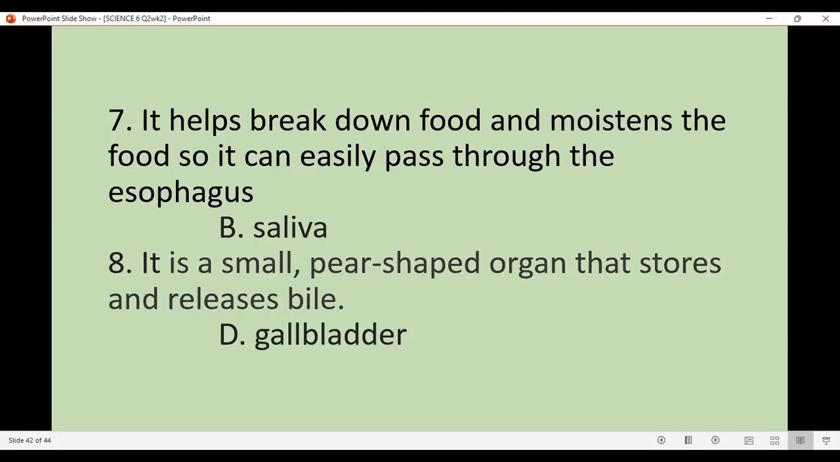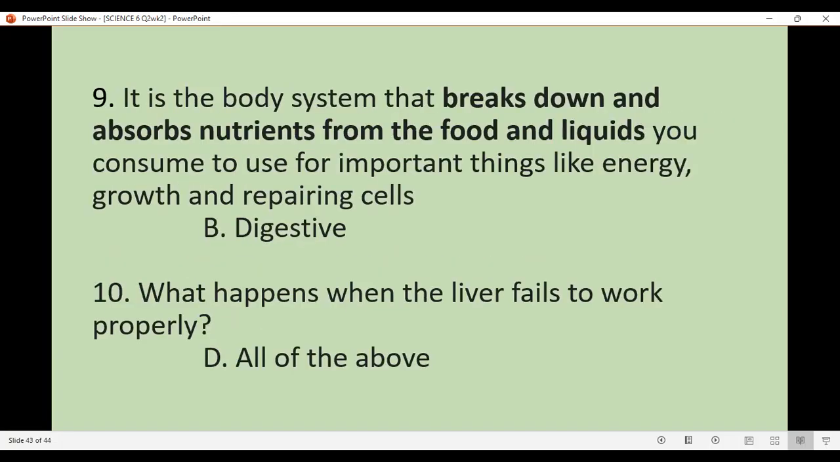7, it helps break down the food and moistens the food so it can easily pass through the esophagus. The correct answer is B, saliva. 8, it is a small pear-shaped organ that stores and releases bile. The correct answer is gallbladder. 9, it is the body system that breaks down and absorbs nutrients from the food and liquids you consume to use for important things like energy, growth, and repairing cells. Correct answer is B, digestive. And 10, what happens when the liver fails to work properly? Correct answer is all of the above.